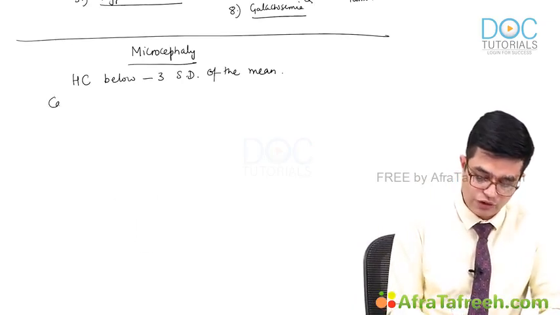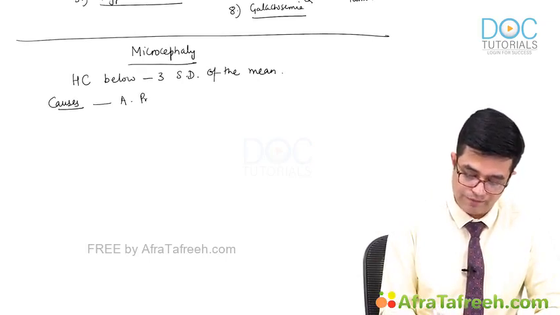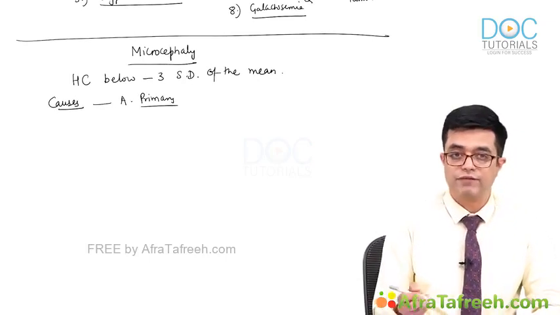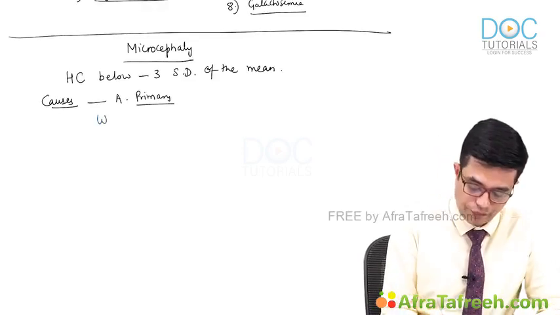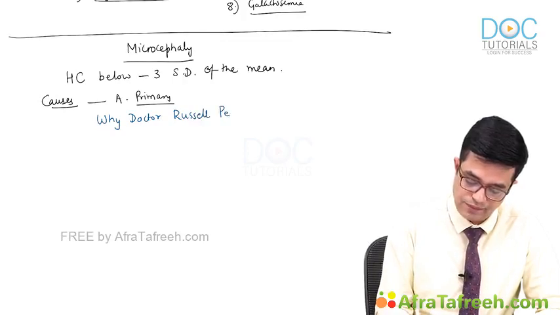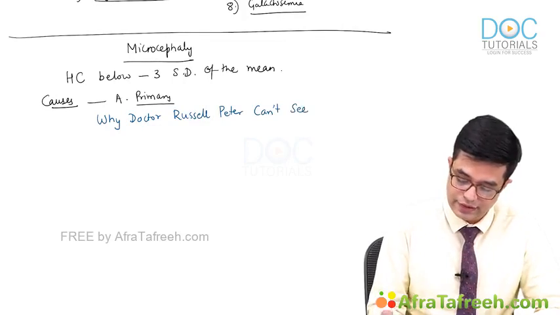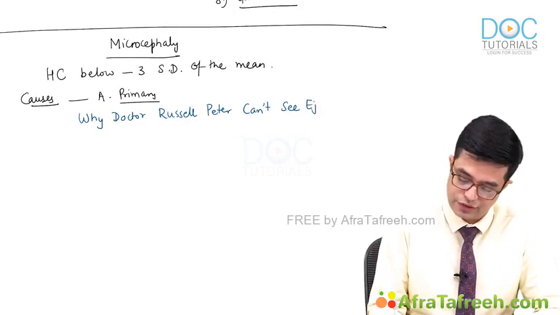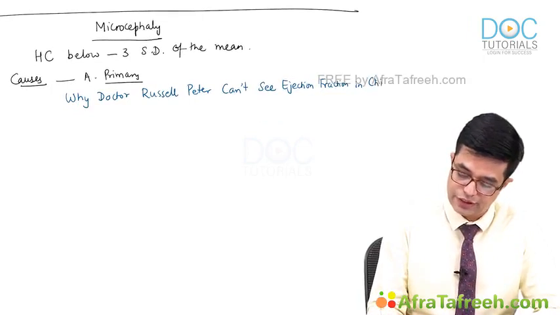What are the common causes of microcephaly? Most of the causes are primary microcephaly. Primary microcephaly, the causes can be given by a mnemonic which is as follows. Why Dr. Russell Peter can't see ejection fraction in child. Why Dr. Russell Peter can't see ejection fraction in child.